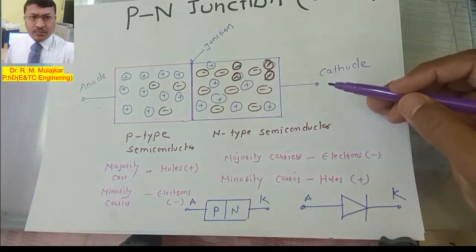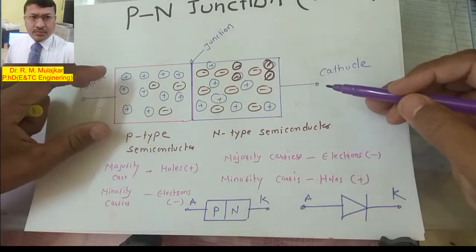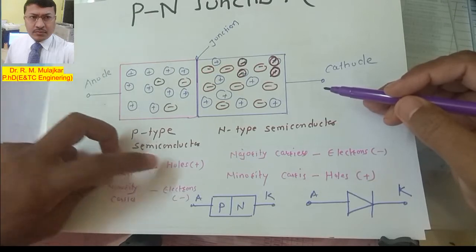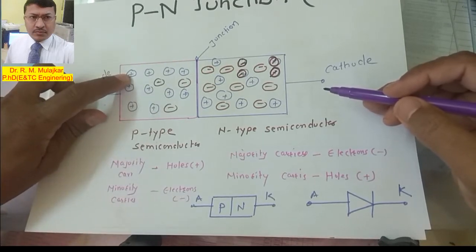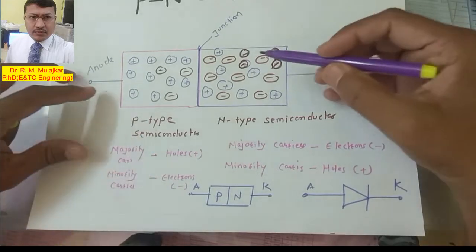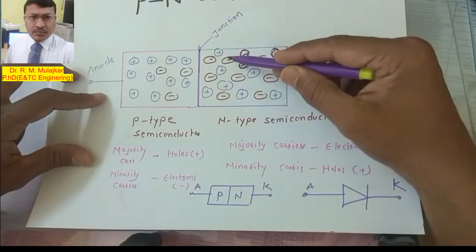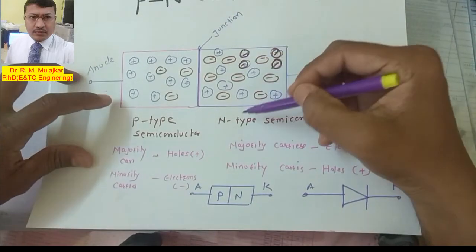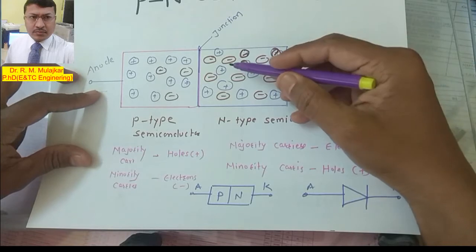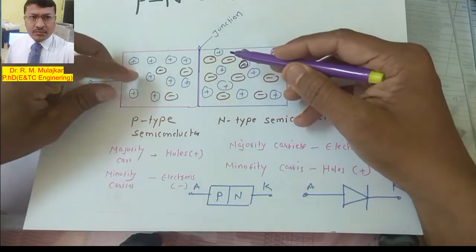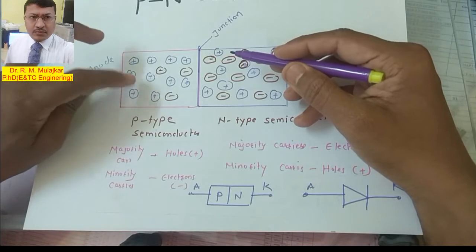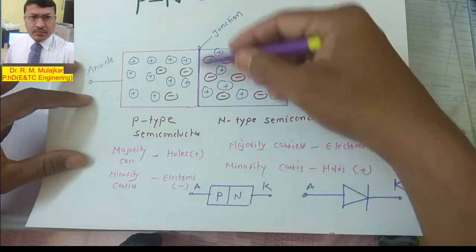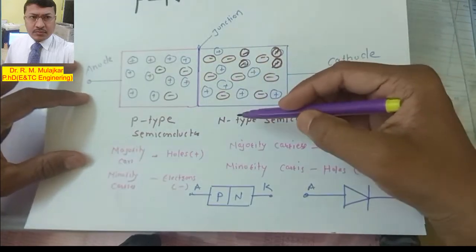Now we will see the working of this PN junction diode. As we know, in P-type semiconductor material the majority carriers are the holes, which are positively charged, and in N-type semiconductor material the majority carriers are the electrons, which are negatively charged. When they are combined together, they form a PN junction diode.